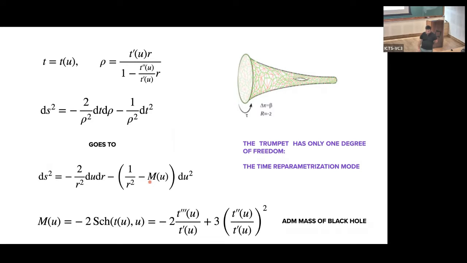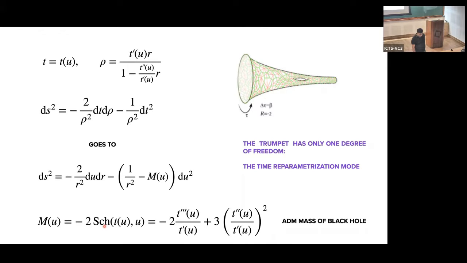And actually, if you work out the details, the SL(2,R) symmetry takes an ingoing coordinate and an outgoing coordinate and does an SL(2,R) transformation on them, the same one. If you work out the details, you will see that this R is actually SL(2,R) invariant. And M of u is also SL(2,R) invariant. So this metric is SL(2,R) invariant in a trivial way. And this is the ADM mass of the black hole.